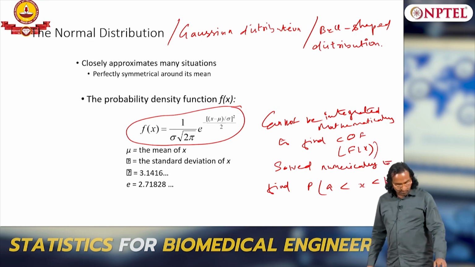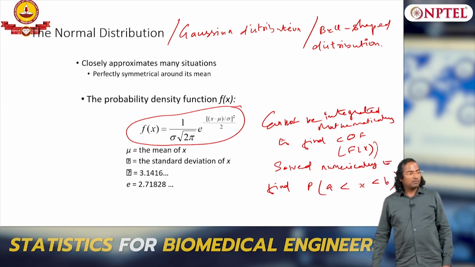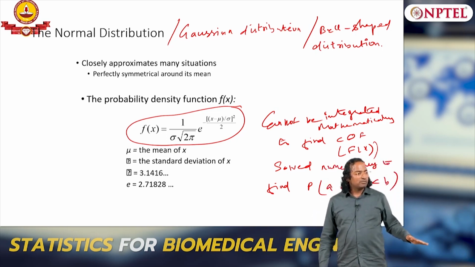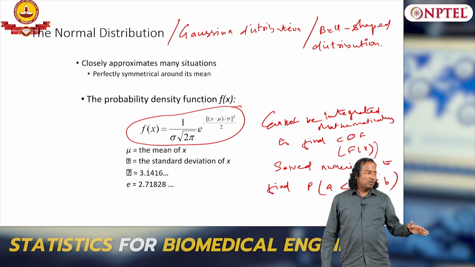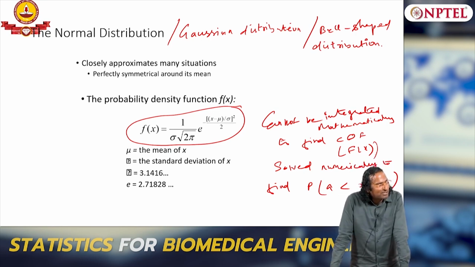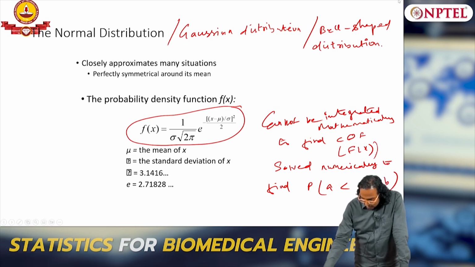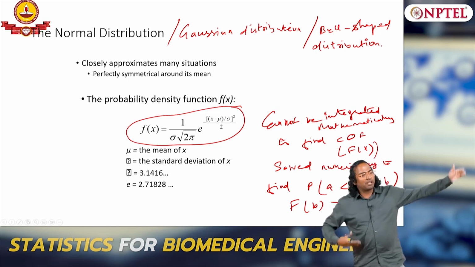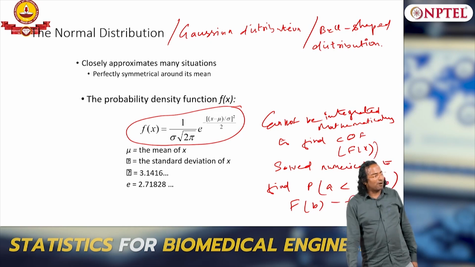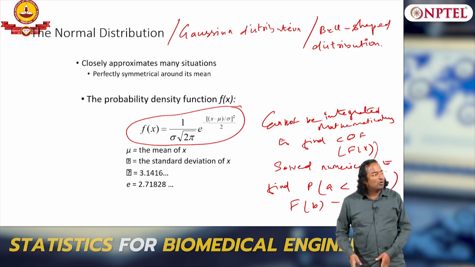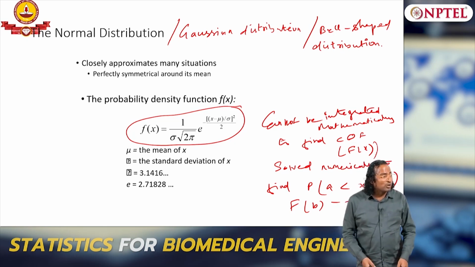Clear? What is the significance of the CDF? The cumulative distribution function is the summation of small f of x. Why is it significant? If I want to identify the probability of A less than x less than B, that is nothing but capital F of B minus capital F of A. The cumulative probability up to the point B minus the cumulative probability up to the point A is nothing but the probability. So whenever you want to calculate probability for a continuous case, you use the CDF.